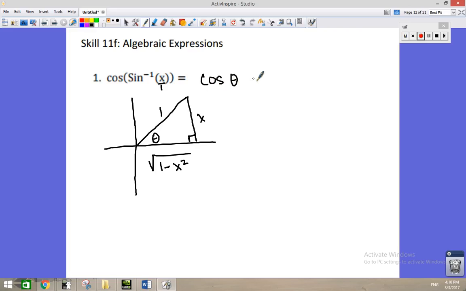So again, just like in our previous homework, we're letting this inverse sine be theta, and this time cosine theta is the length of the adjacent side divided by the length of the hypotenuse, which is 1. So there's our final answer.